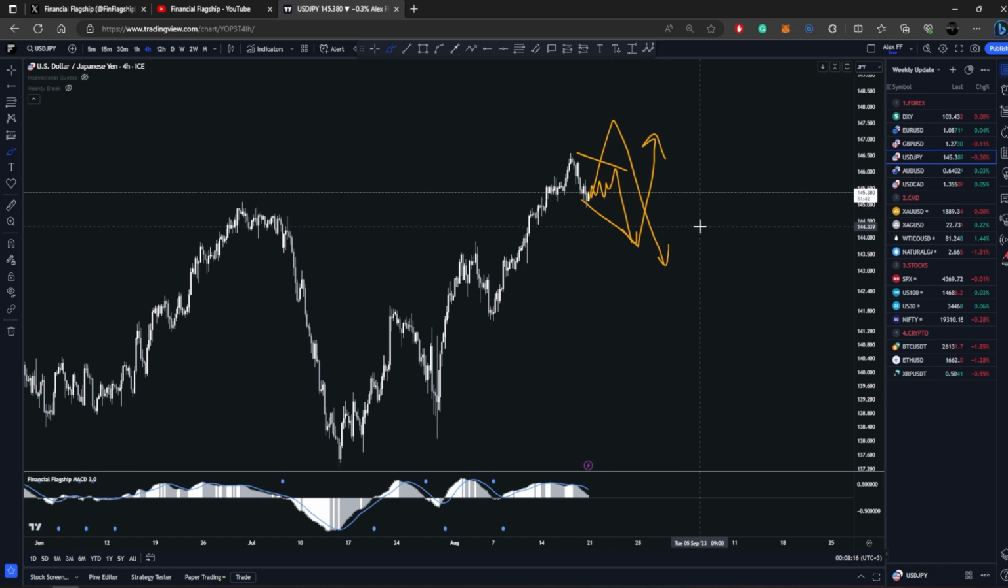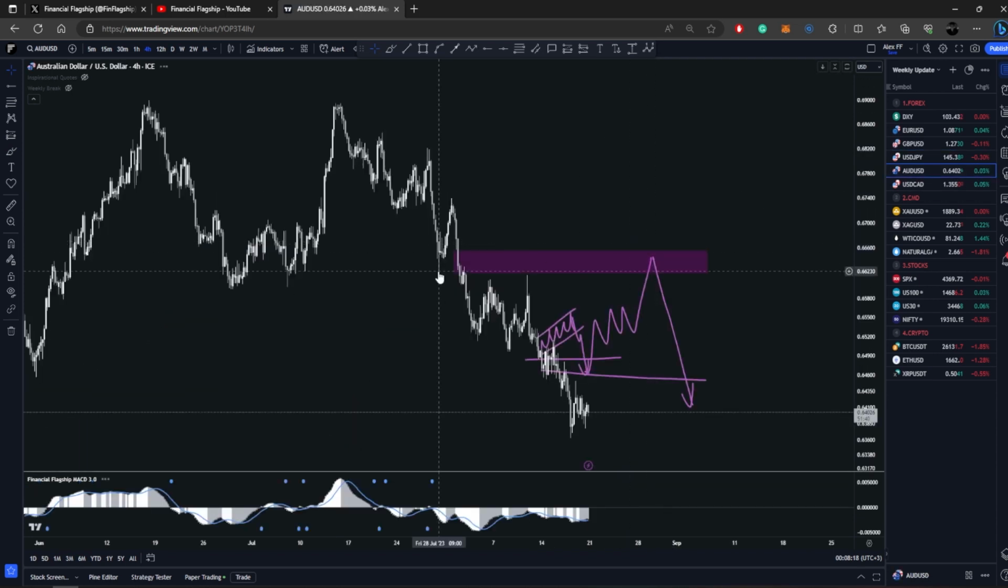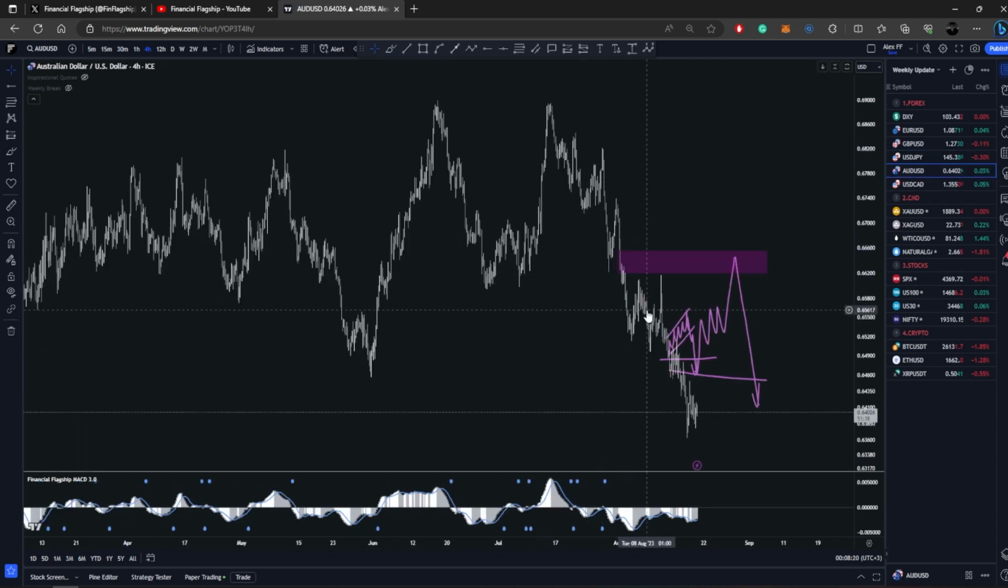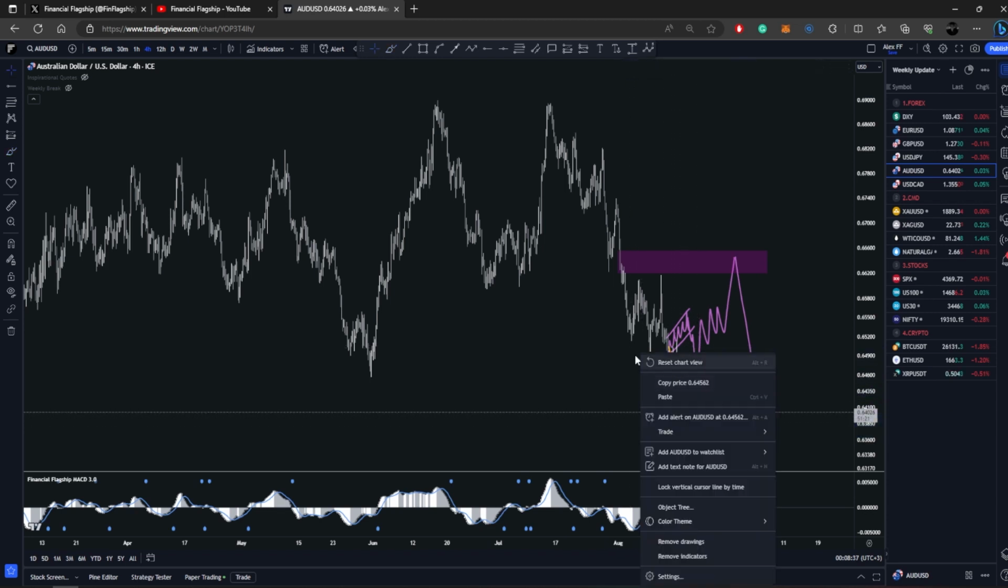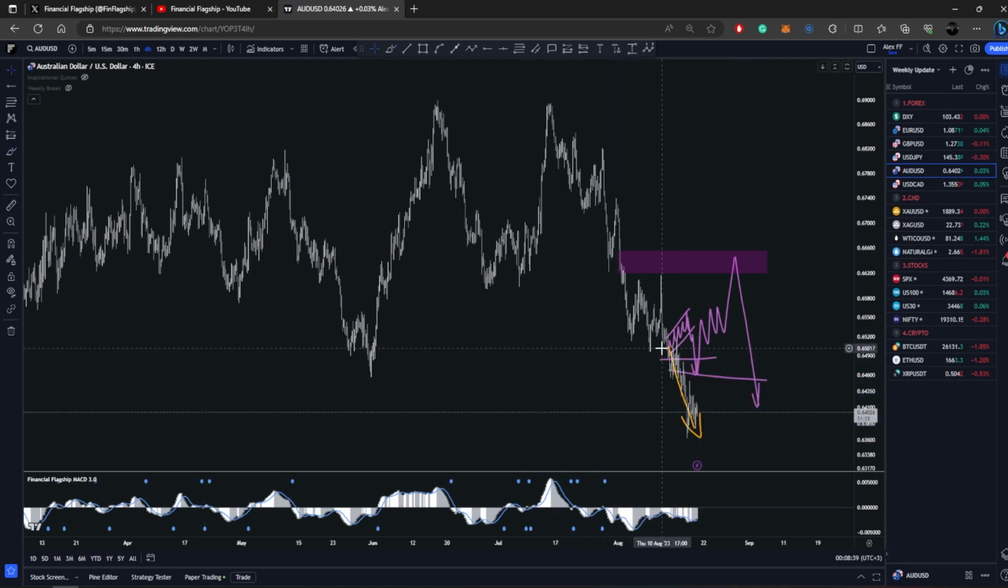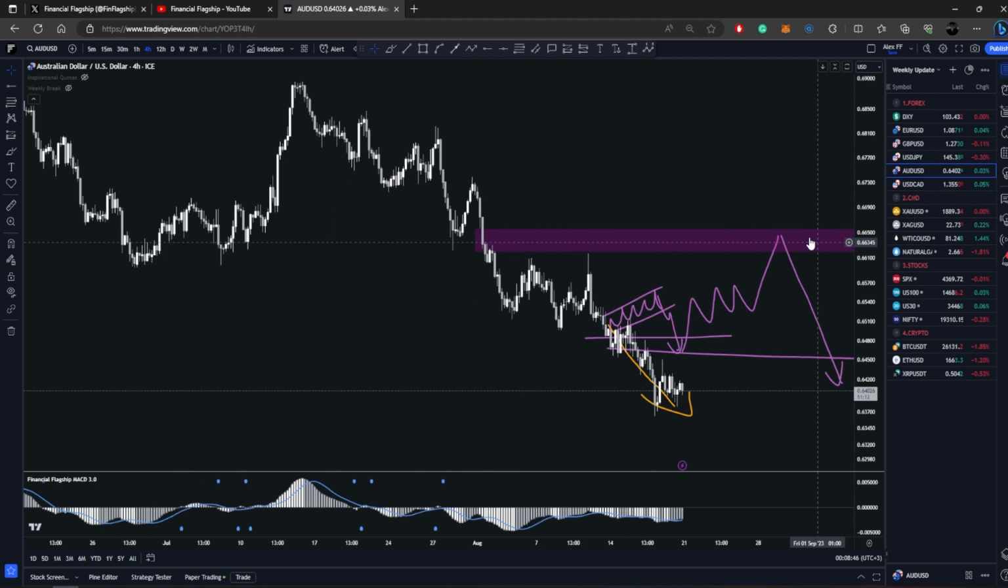Okay. For Australian dollar versus the US dollar, we had an amazing trade here. We were expecting the price to continue to go down, break this low, and then enter a consolidation phase before dropping again. And as you can see, the price dropped a lot from that point. So we had more than 100 pips again on AUDUSD. This one is becoming one of our favorite pairs to trade recently.